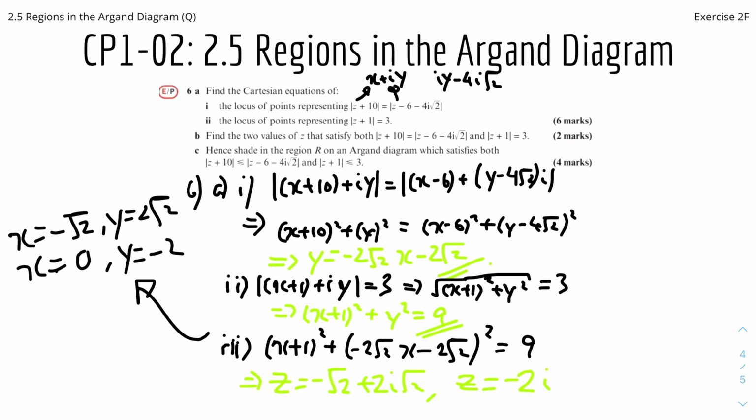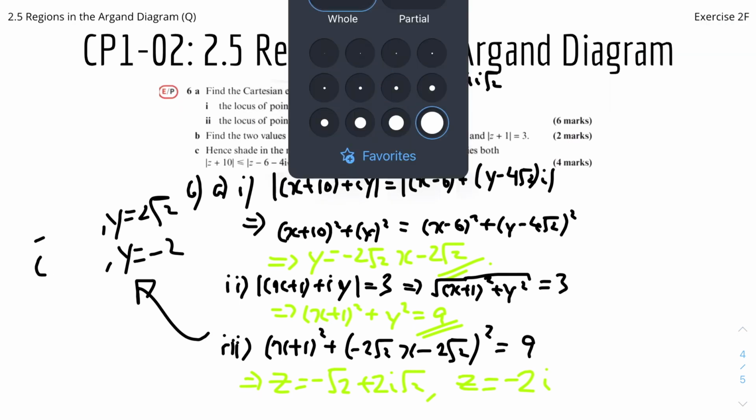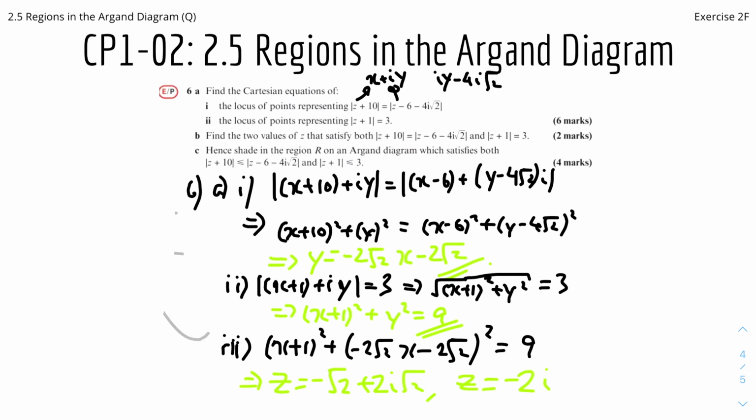And for part C, we just have to draw it out. Let me just rub this part out and increase the size of the eraser. So for part C, hence shade the region R on the Argand diagram which satisfies both equations. So it'll be an Argand diagram like so.